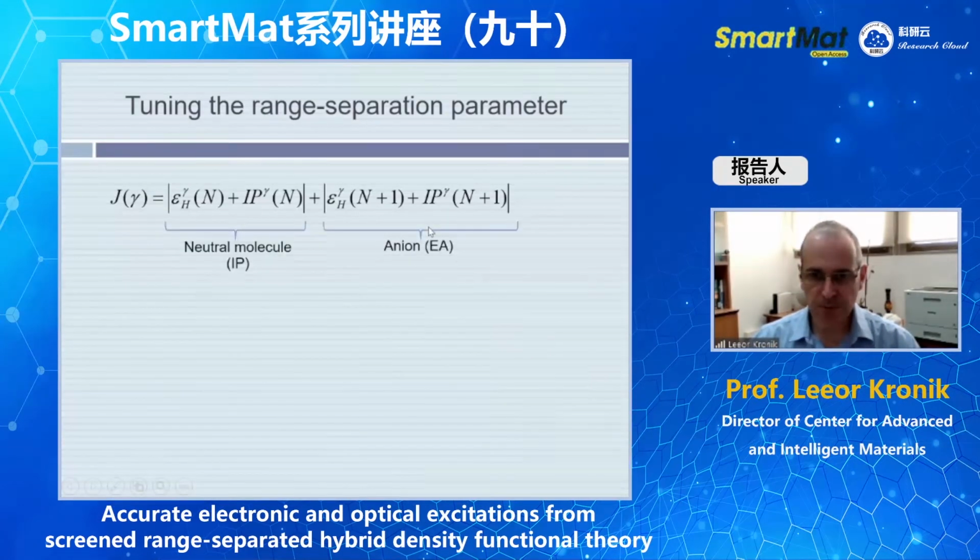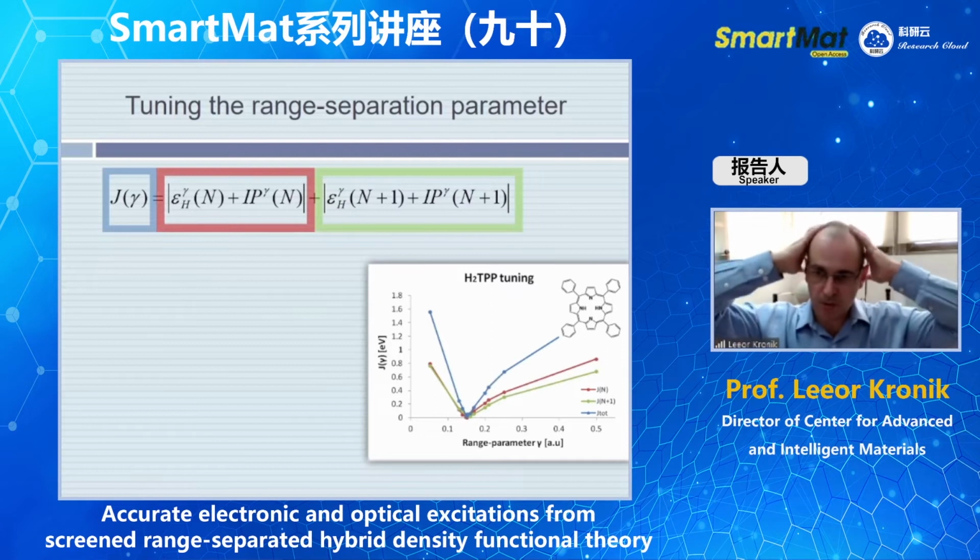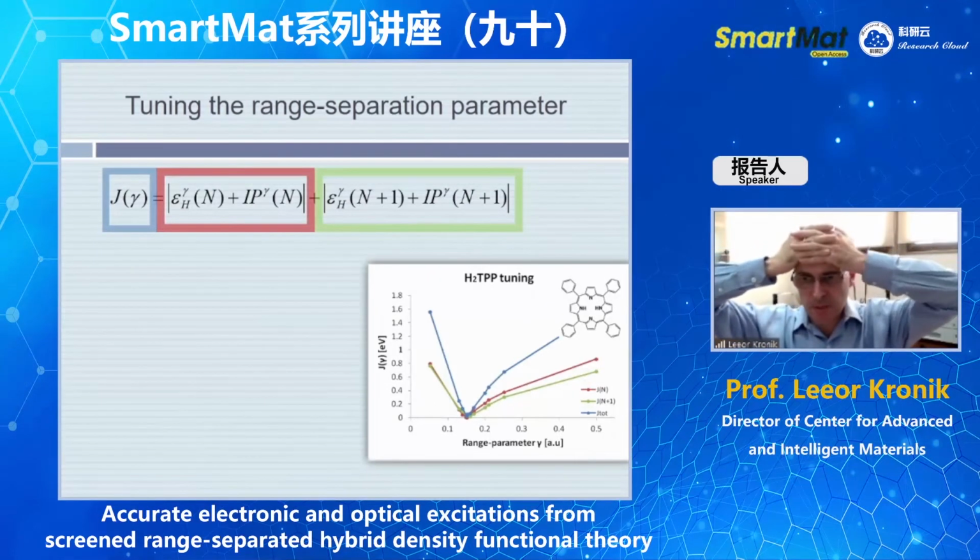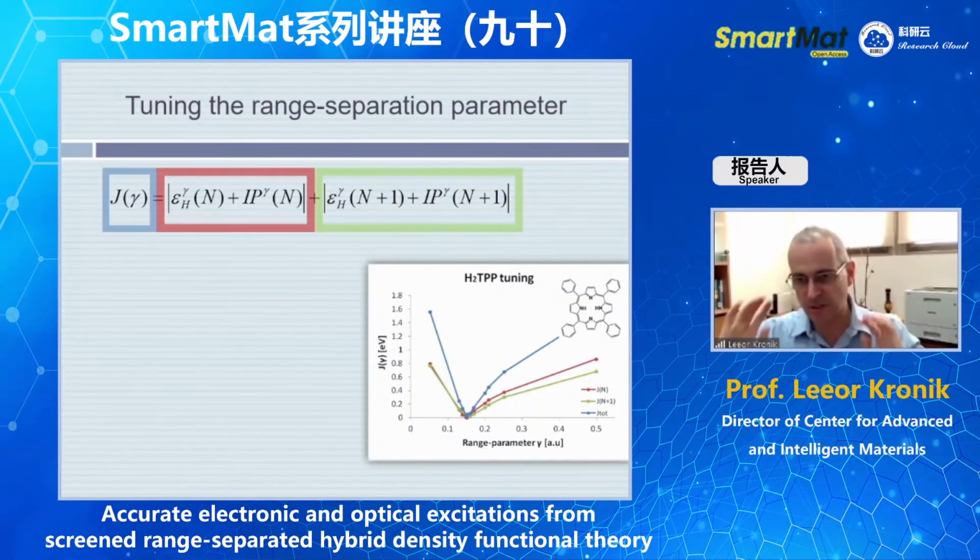How does that work in practice? So here's a simple molecule, H2TPP. There's nothing special about this molecule. It's just a convenient test case, that's all. So here is the first condition, epsilon HOMO plus IP. If this sum is 0, then the condition is obeyed. And here it is as a function of gamma. That's the red curve here. And you see that it goes down to 0 at some point.